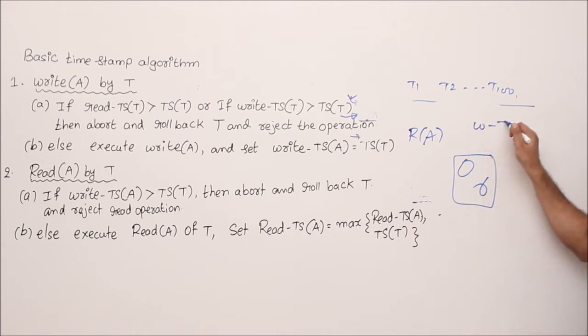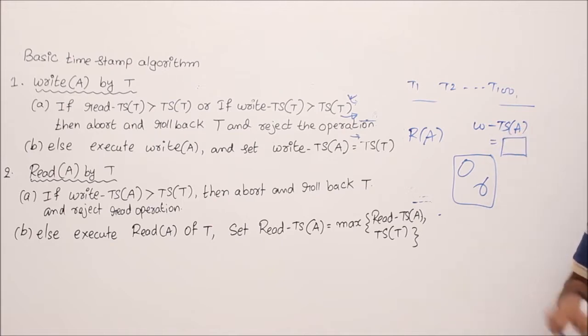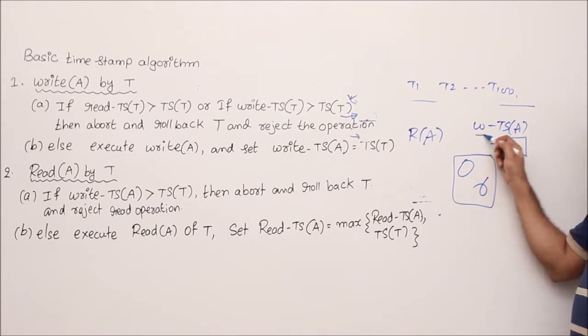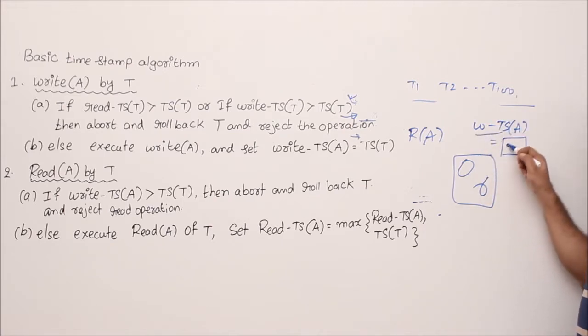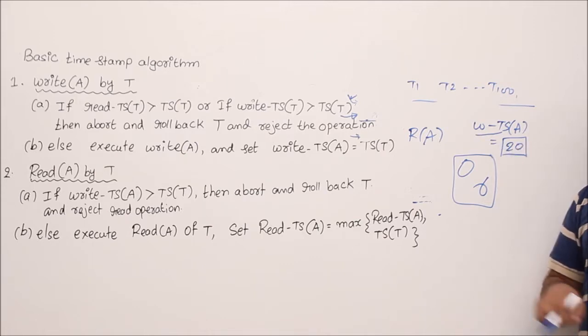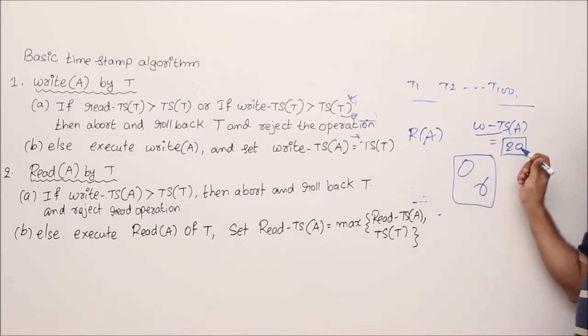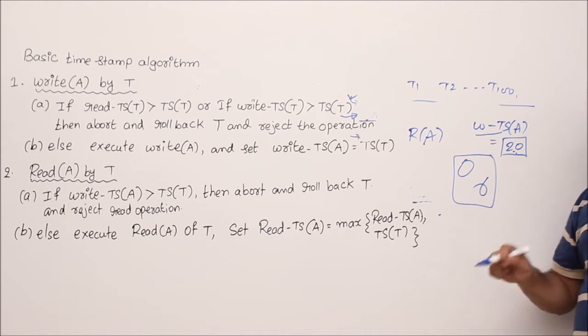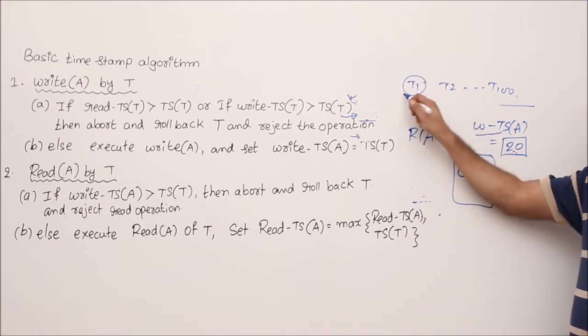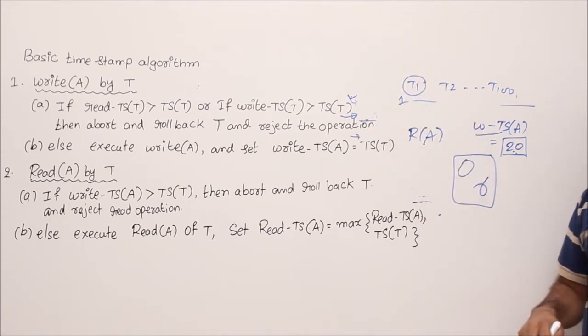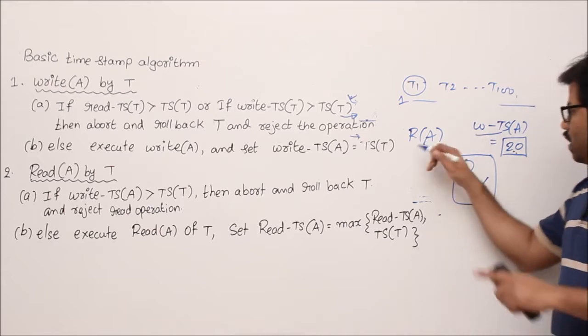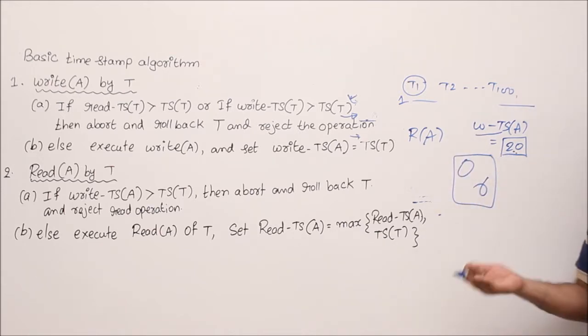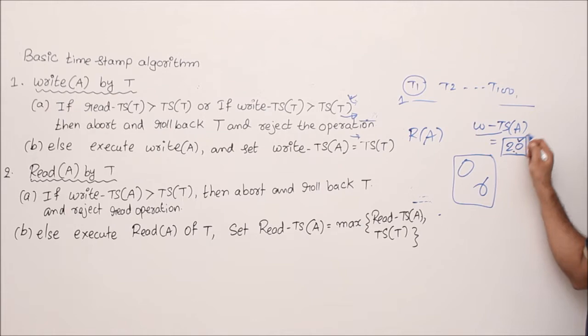That's why write timestamp of A is the thing we are going to use for that. We'll ask directly, Mr. Write timestamp of A, what is your value? Example 20. That means among all the writers, the youngest person is 20. And example, your T1's number is 1. That means you have to read first, then these people should write, but the reverse thing happened. So by this value we can check.